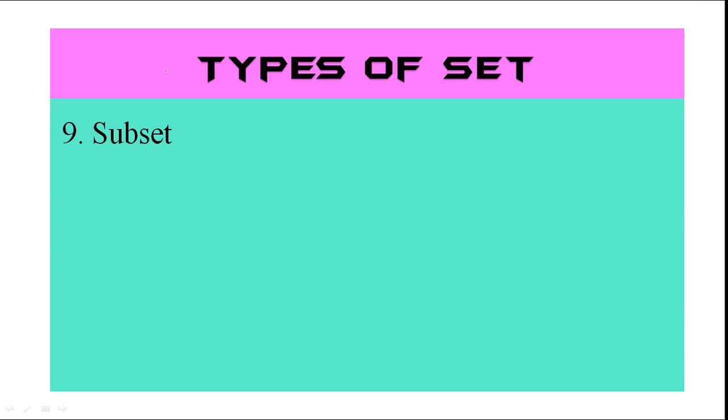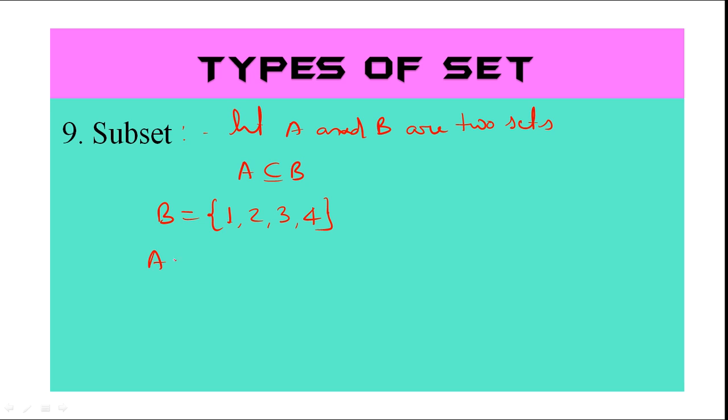Now the last one is subset. This is very simple to understand. Let A and B be two sets such that every element of A belongs to B. Every element of A is an element of B. Then A is called a subset of B, and we write it as A is a subset of B. To make it clear, I will take an example: 1, 2, 3, 4, this is set B. I am taking A is equal to 2, 4. You can see every element of set A is an element of set B.